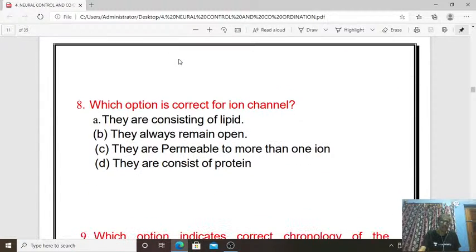Next question: which option is correct for ion channel? Ion channels are important for the conduction of nerve impulse. Ion channels are made up of protein. They are not made of lipid, they do not always remain open, and they are not permeable to more than one ion, so those are not correct options for ion channel. The ion channel is made up of protein.